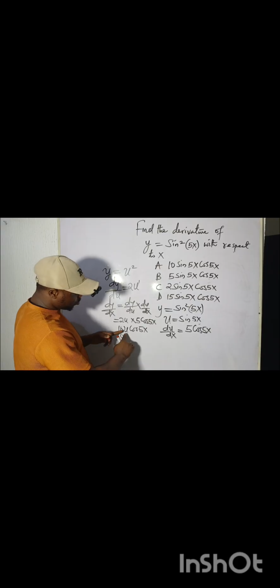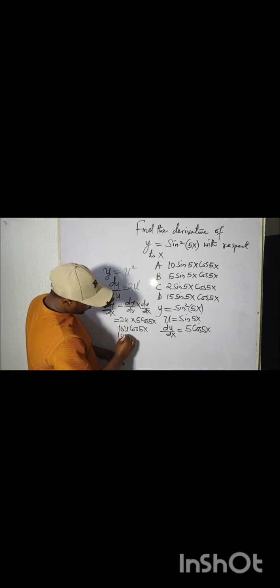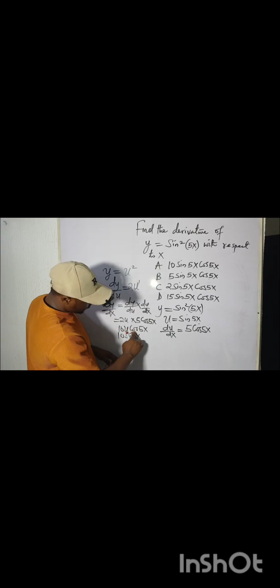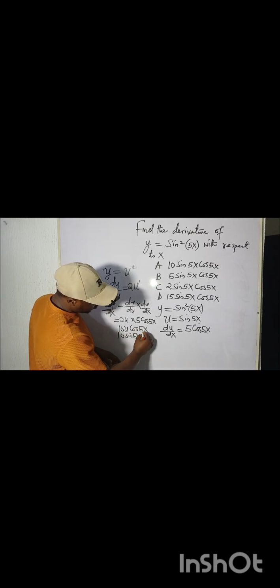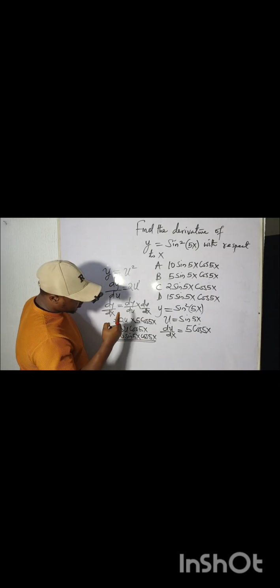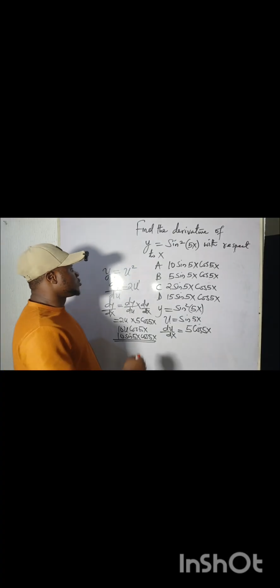What is u? I want to express this in terms of x. u is given as sine 5x. So this u means sine of 5x. U means sine 5x. What we have after this u is cos of 5x. Therefore, dy/dx is equal to 10 sine 5x cos 5x. So let's check. 10 sine 5x cos 5x. Okay, so the answer is A.